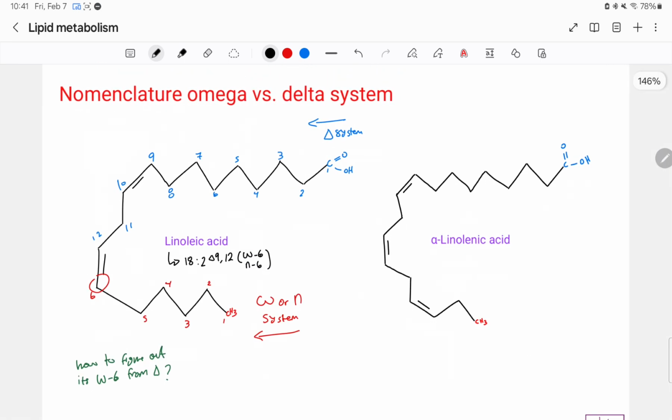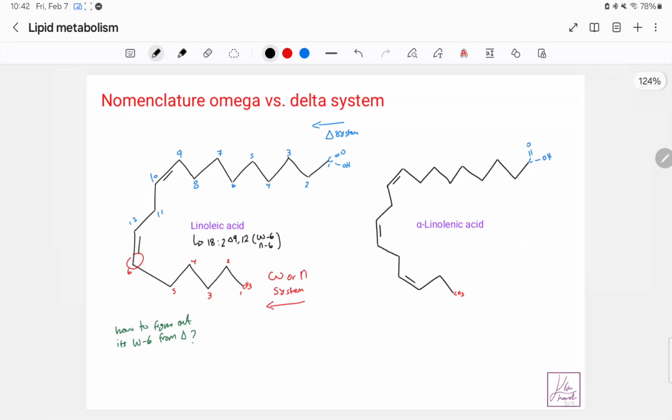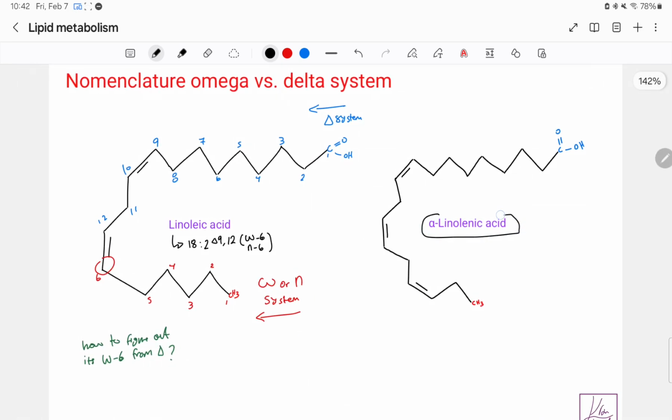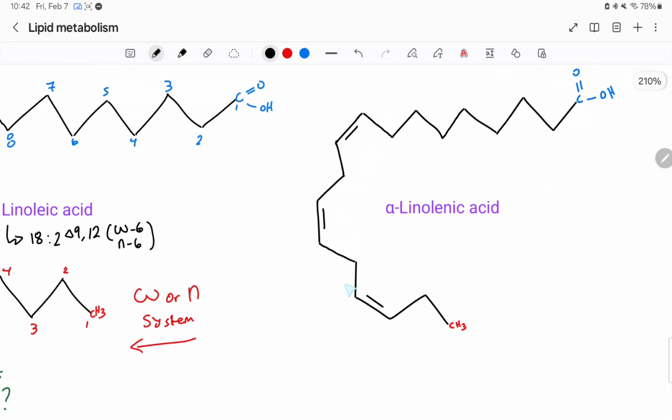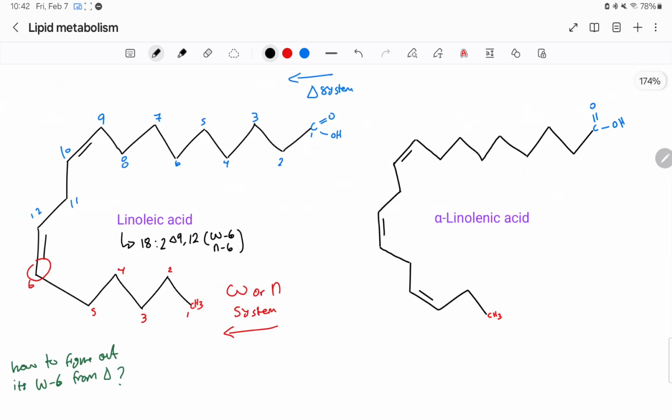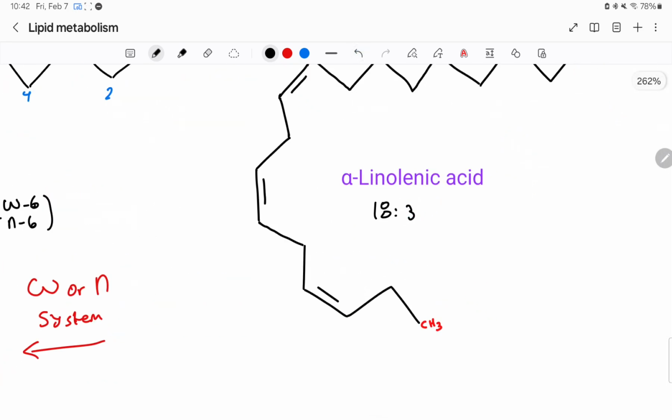Okay. Let's get a little bit more practice in. So here we have another fatty acid. This is an alpha-linolenic acid. Now, this one, if you count the whole thing, it's still 18 carbons long. I know it looks a little bit longer. It's still 18 carbons long. So we're going to already put 18 carbons. But what do you notice here? It's got 3 double bonds rather than 2. So this means that we're going to write 18:3.